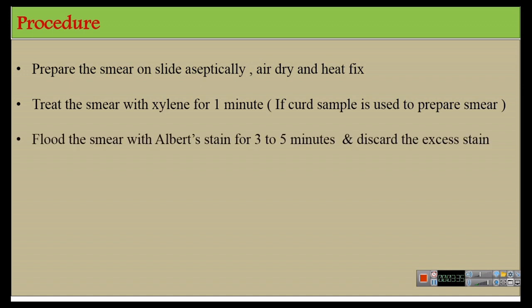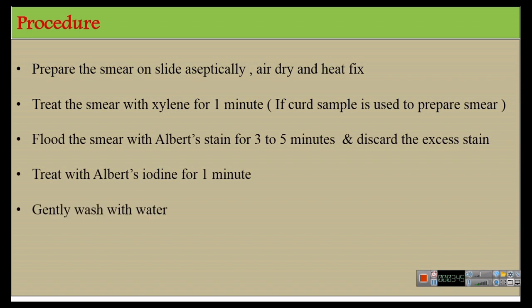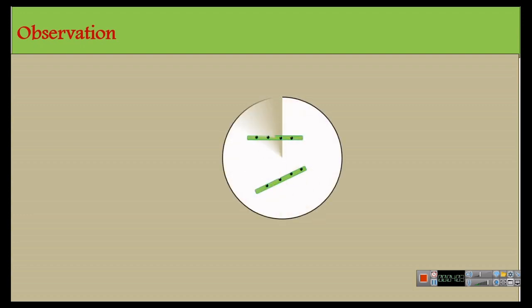In the next step, flood the smear with Albert's stain for 3 to 5 minutes and then discard the excess stain. Then treat the smear with Albert's iodine for 1 minute. Subsequently, wash the slide very gently with water. Dry the slide and observe under the oil immersion objective of the microscope. So what will you see under the microscope? In the microscopic field, you will see green colored bacterial cells and bluish black colored granules.